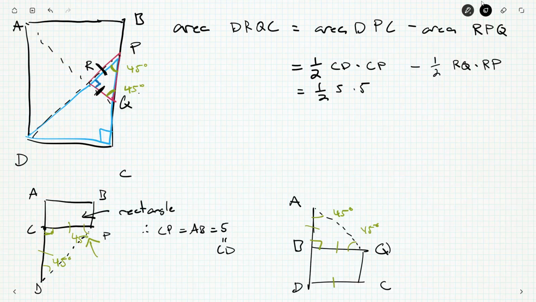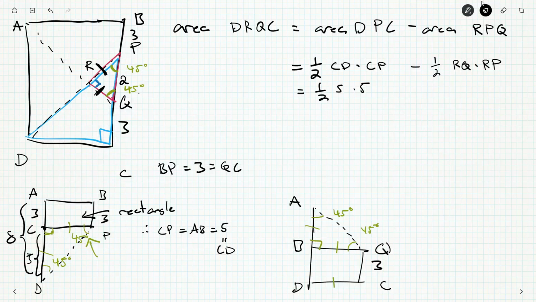Well, there's one thing that we can do pretty quickly, and that's figure out what PQ is. We have a total length here, AD, of 8. And I know CD is 5. And that leaves us with 3 left over. So BP is 3. And by the exact same reasoning, QC is also 3. So we get 3 here, we get 3 here. The whole side is 8. That leaves 2 for here.